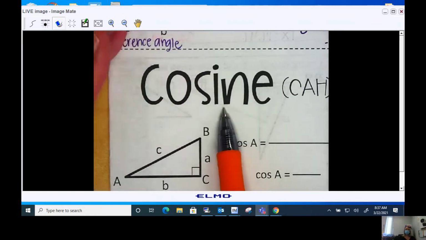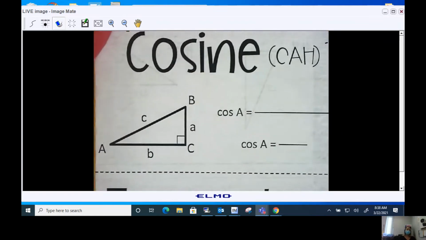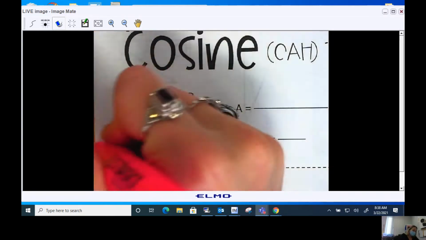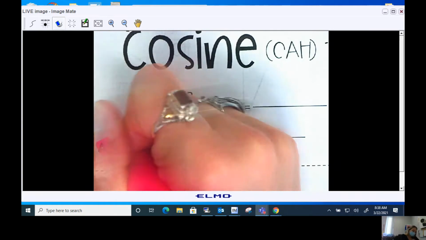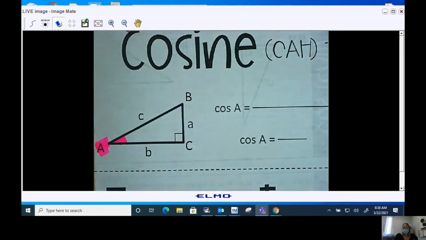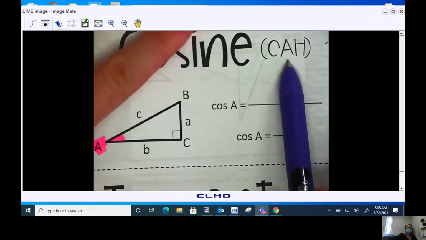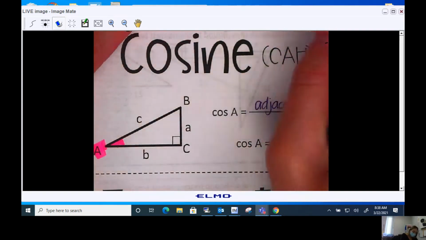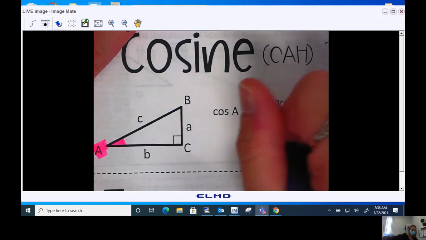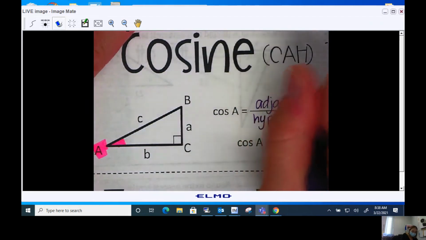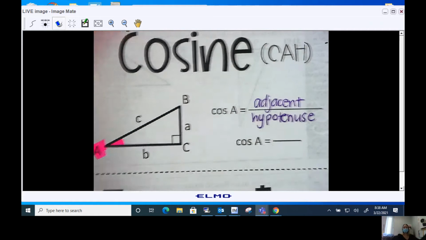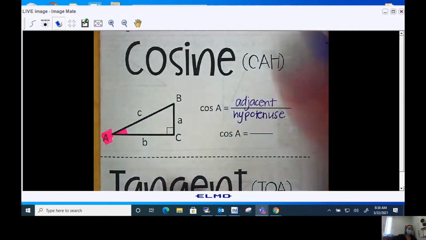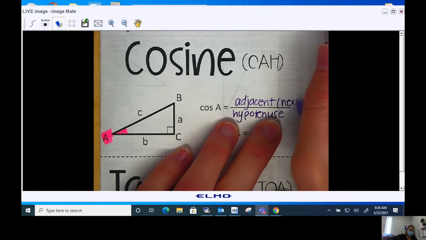All right, cosine. So again, we are looking at angle A. That's going to be my reference angle in this picture, angle A right here. Cosine is going to be the adjacent divided by the hypotenuse. Now, opposite before we used was across from. Adjacent means next to.